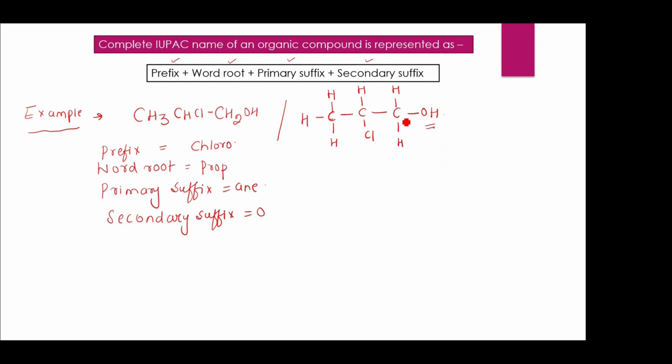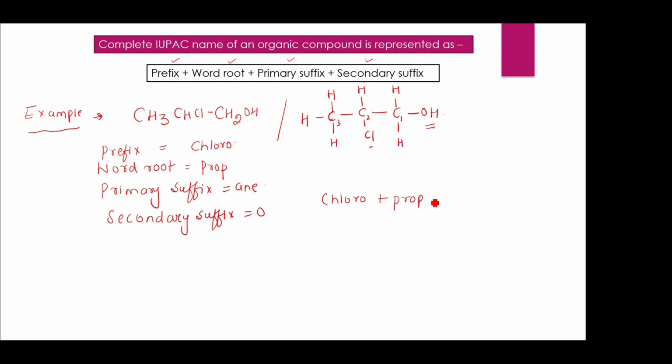Now you count the carbons: 1, 2 and 3. Chlorine is present in the second carbon. So for the prefix chloro, before the chloro we have to name the position. We have to tell the position. So you can also write it that way. Then what is that? Chloro.